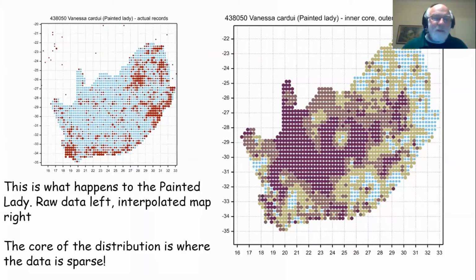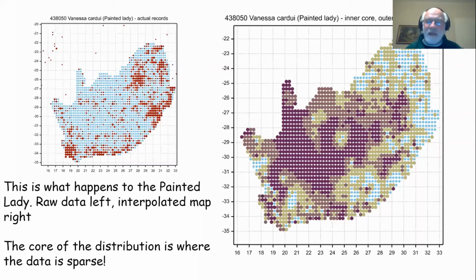So what happened to the painted lady when I applied this algorithm to the painted lady? There on the left is the raw data for the painted lady, which you've seen before, where they occur, just in this format. And on the right is the distribution that comes out of this algorithm. And what jumps out at you is that it's totally different to the raw data. So now, where there's this big hole in the distribution, this algorithm says it's the core of the distribution. So what has happened?